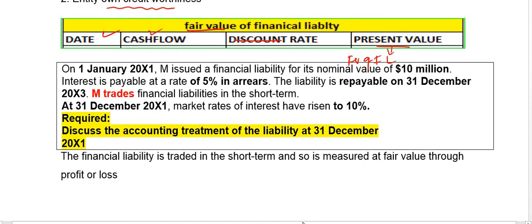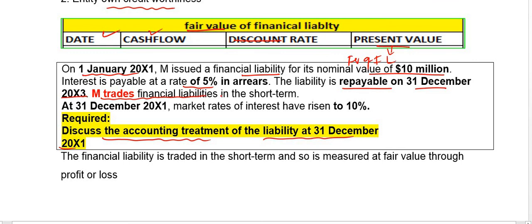Discuss the accounting treatment of the liability at 31st December 2001. On 1st January 2001, an entity issued a financial liability for its nominal value of 10 million. Interest payable is a cash payment which you have to pay. And the liability is repayable on 1st January 2003, so these are 2001, 2003. It is a trading financial liability and short term.